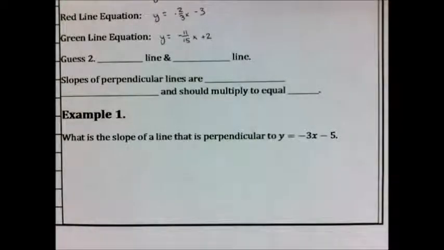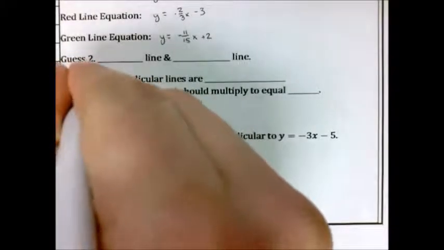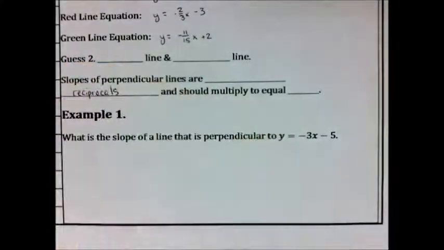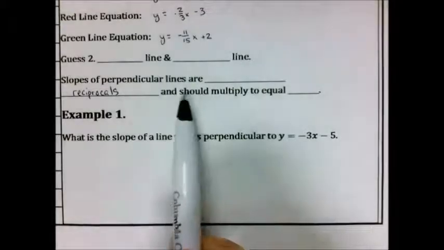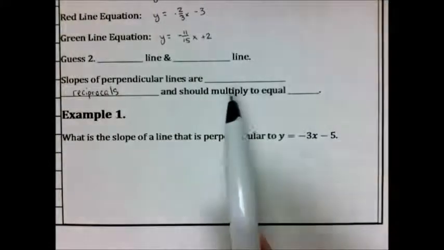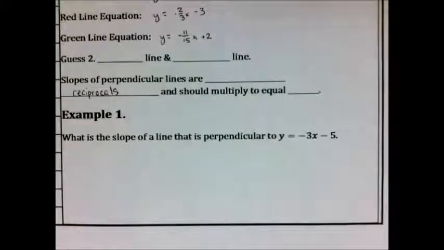So the slopes of perpendicular lines are opposite, okay, this first blank is opposite reciprocals. Opposite reciprocals. And I'm going to go ahead and write out reciprocals because I oftentimes misspell that, okay? And the two slopes of two perpendicular lines should multiply to equal negative 1. Negative 1 for that last blank there, okay?